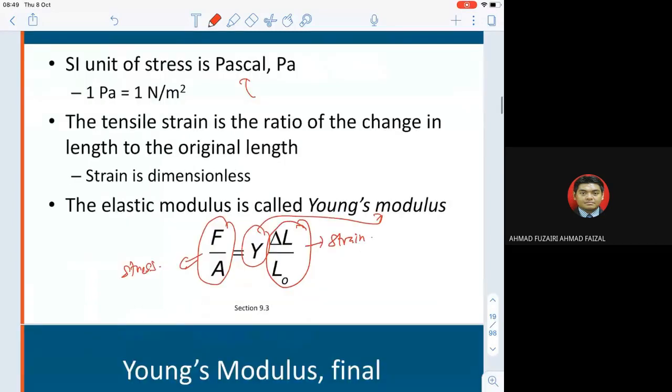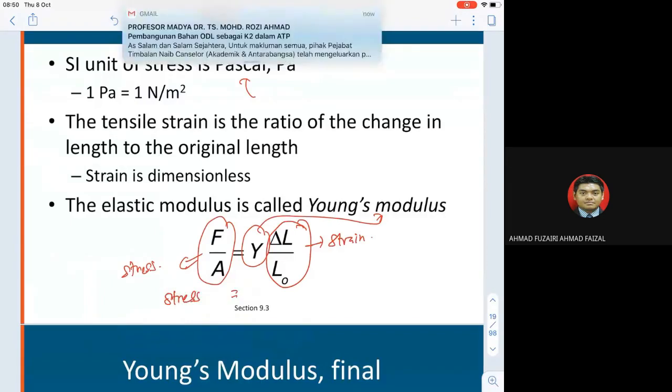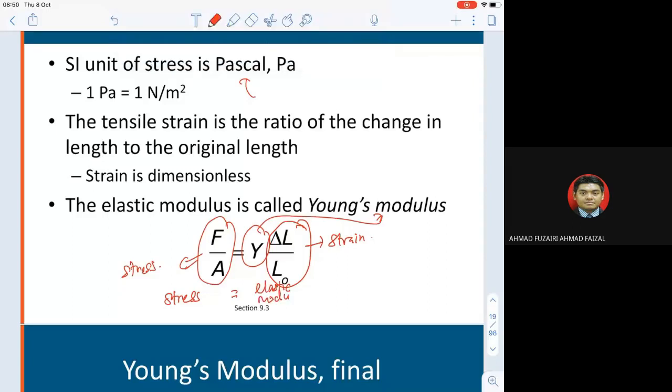Okay, so try to make these things clear. Stress is equivalent to elastic modulus times strain. So stress is equivalent to elastic modulus times strain. So what is strain? Delta L over L.